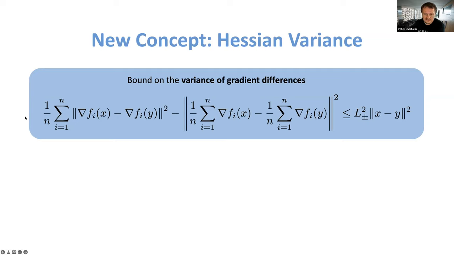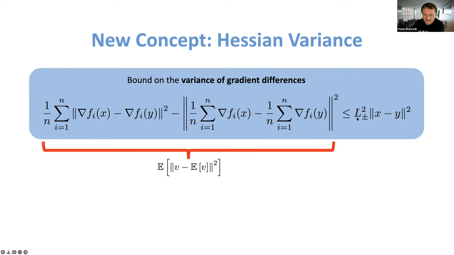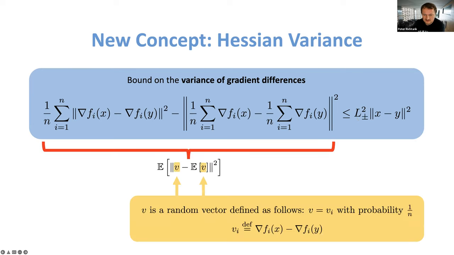Now think of the left-hand side as the variance of gradient differences, because this is the second moment, this is the mean squared, okay? So the difference is the variance of gradient differences, and we upper bound it exactly the same way as before, except we need to rename the constant. And now we call it L plus minus. You can think of this as the variance of this random vector v, where v is equal to vi with probability 1 over n, and vi is just this gradient difference.